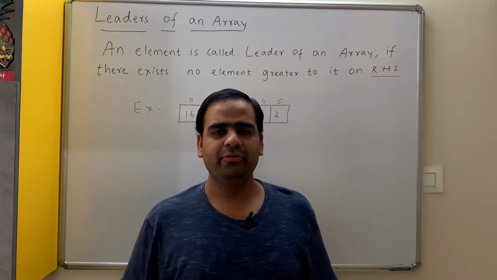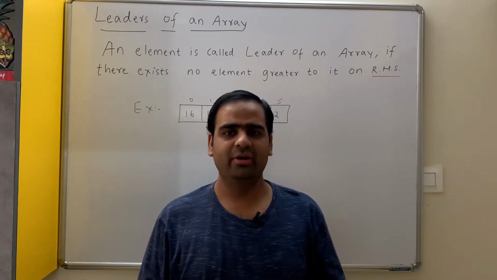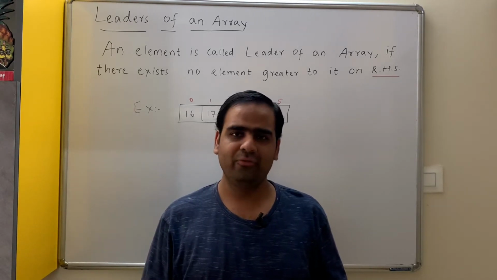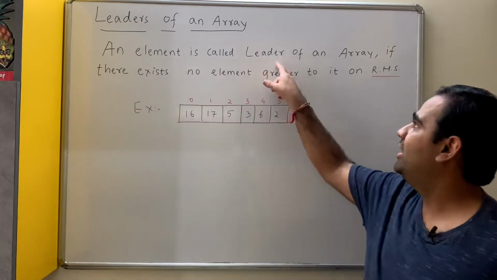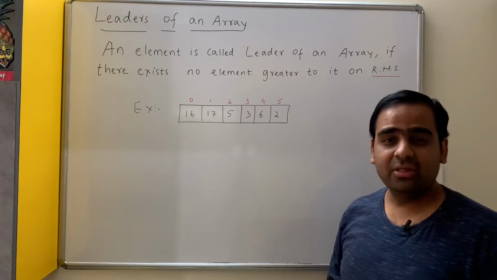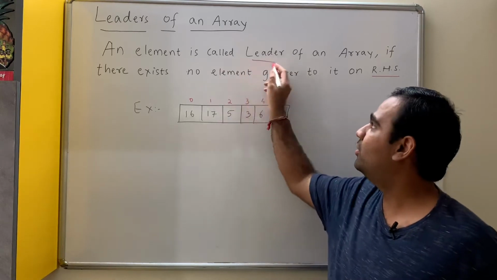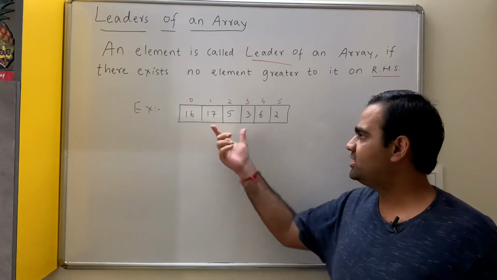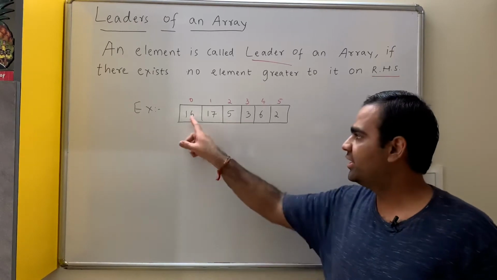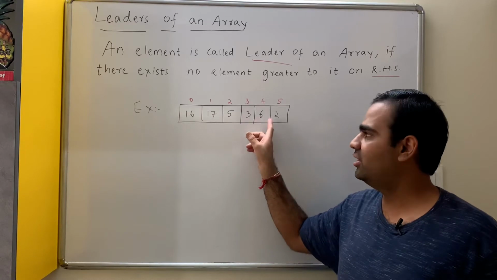In this video we will see what is a leader of an array and we will write the program to find the leaders of an array. Now an element is called leader of the array if there exists no element greater to it on the RHS subarray. Now what does it mean? Let us take this as an example: 16, 17, 5, 3, 6 and 2.